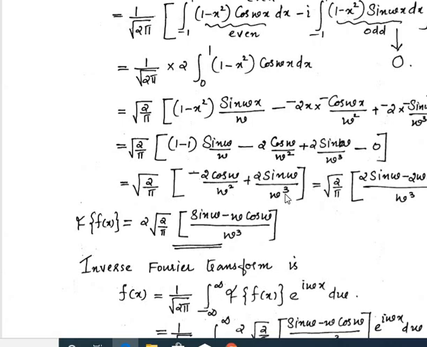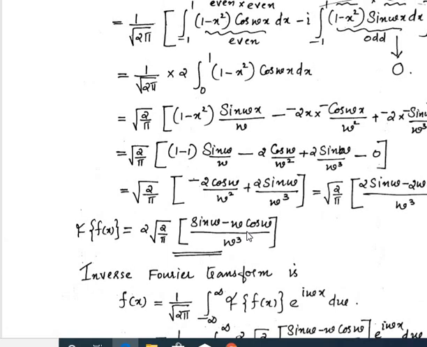Now we can take this LCM as omega cube, so multiply by omega in the numerator. So the answer is 2 sin omega minus 2 omega cos omega, there is a cos omega term, sorry, 2 omega cos omega by omega cube. So we get the answer as f of x equal to 2 into, we can take the 2 common outside, 2 into root 2 by pi, sin omega minus omega cos omega by omega cube. This is the corresponding Fourier transform.